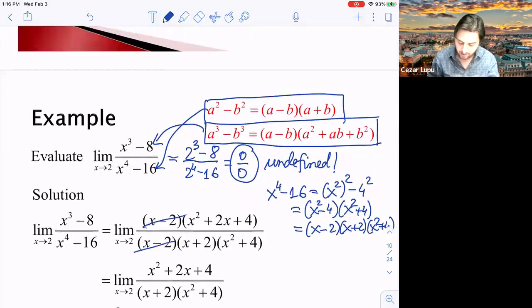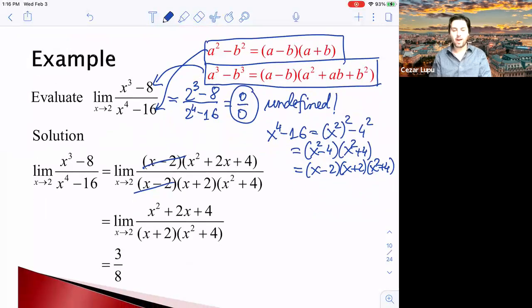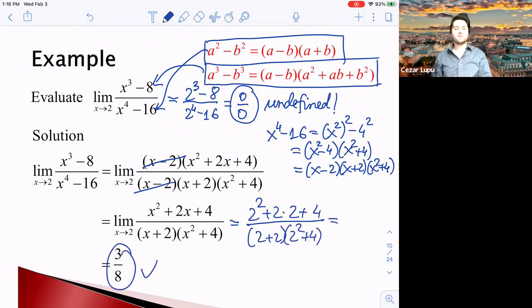And once we do this, look what happens here. This guy will go with this guy, and I will have the limit as x approaches 2 of x squared plus 2x plus 4, everything over x plus 2 times x squared plus 4. And now, again, we can plug it in. So it's 2 squared plus 2 times 2 plus 4, everything over 2 plus 2 times 2 squared plus 4. And so guess what? You'll get exactly 3 over 8, right? Anyway, I'll leave the computations to you to figure them out.